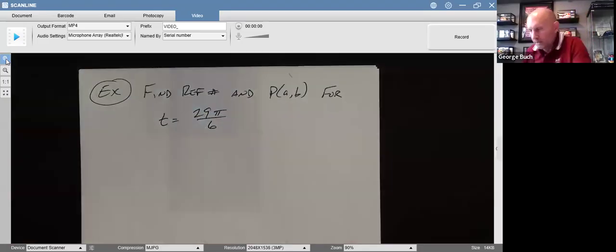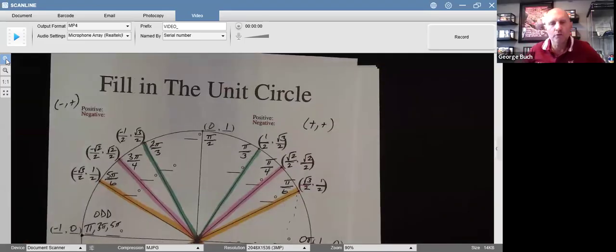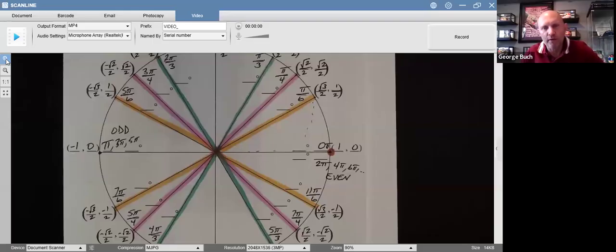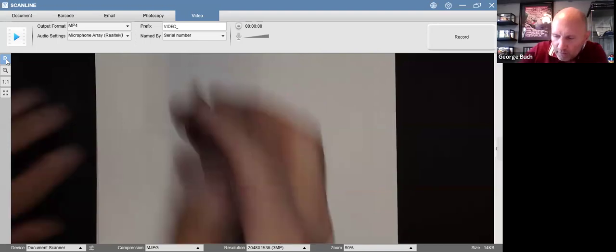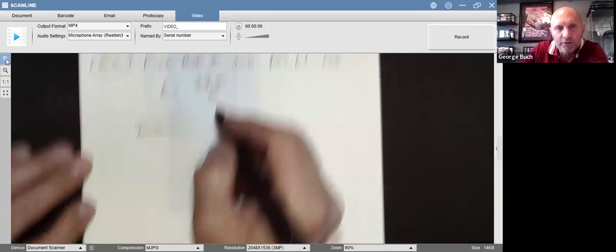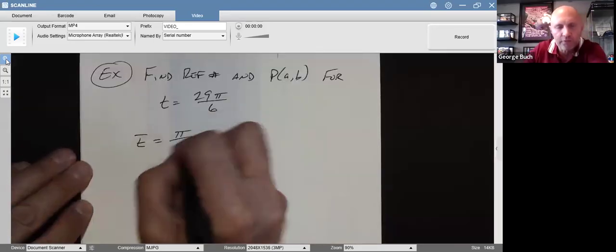So I pull up my unit circle. I got pi over 6, 5, 7, 11. Uh-oh, 29 pi is not on here. Well, what am I supposed to do now? Don't panic. First of all, find T bar. Well, my denominator is 6. So therefore, T bar is what? Pi over 6.